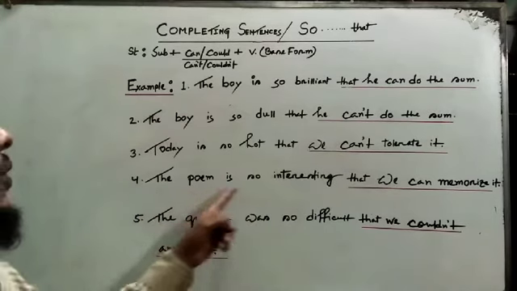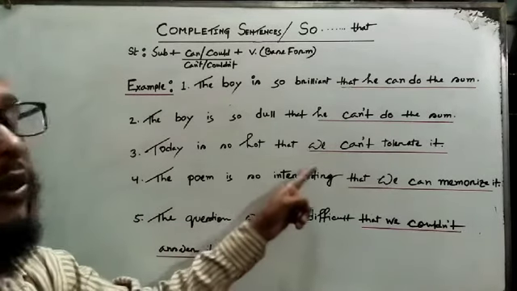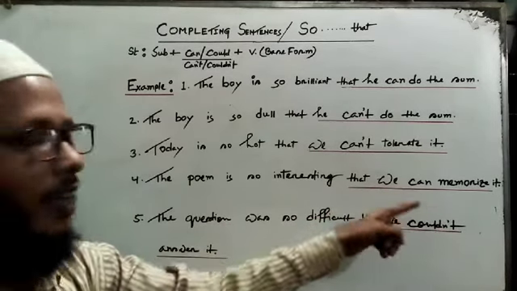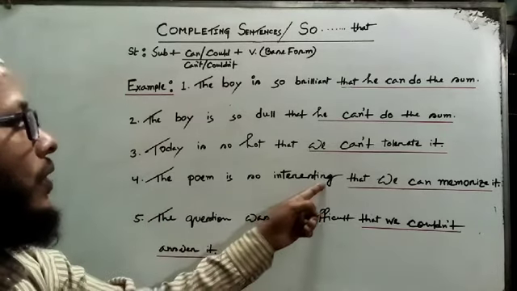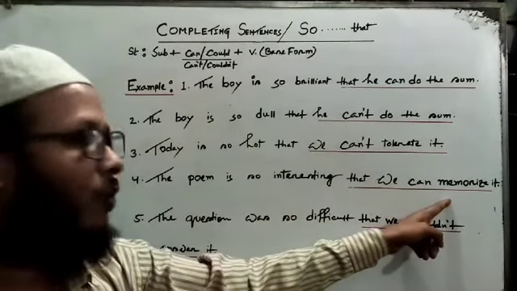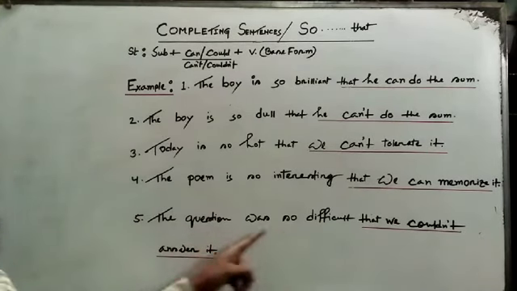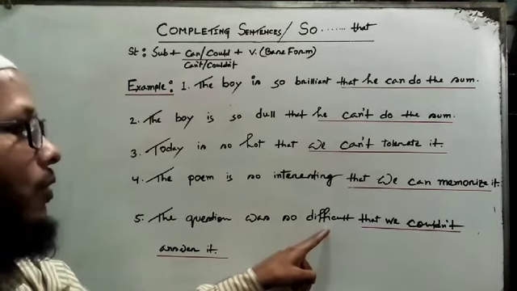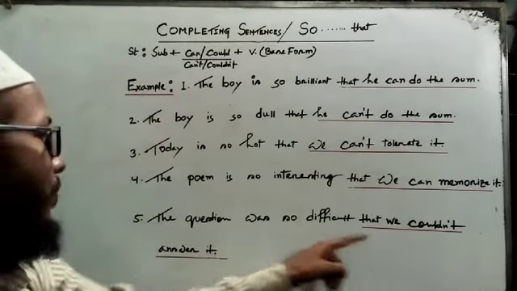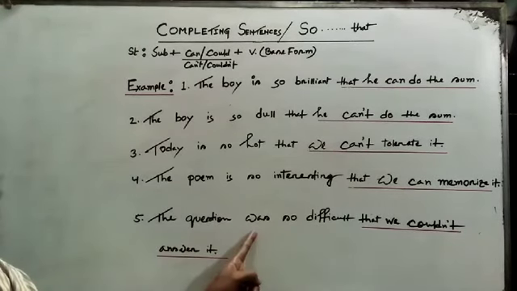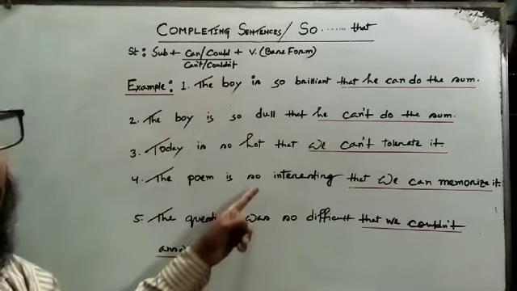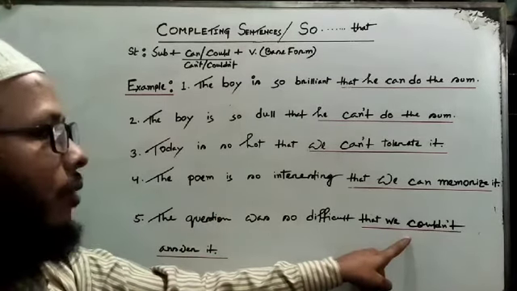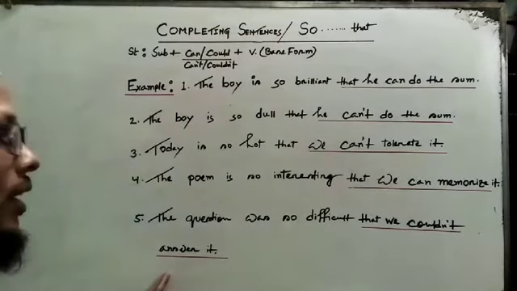The poem is so interesting. Interesting is an affirmative adjective, so you have to show affirmative after "that". The poem is so interesting that we can memorize it. Number 5: the question was so difficult. Difficult is a negative adjective, so you have to show negation after that. Look at the verb "was". Here every earlier example is present, but here we find past "was", so you have to write could: that we couldn't answer it.